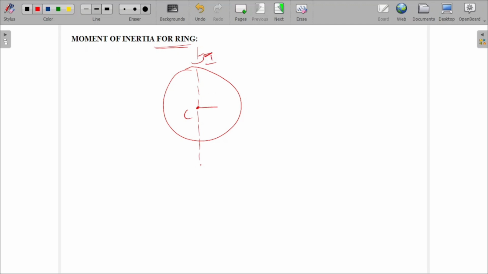So the radius of this ring is r. The total mass of the ring is capital M. The total length of the ring is L. L means the length of the ring, that is 2 pi r.